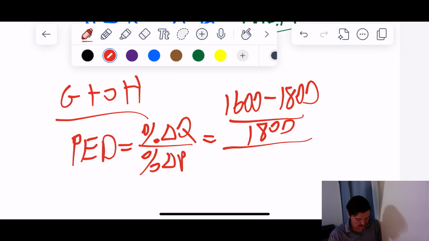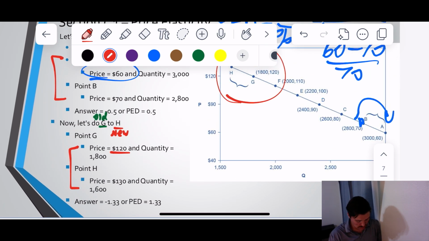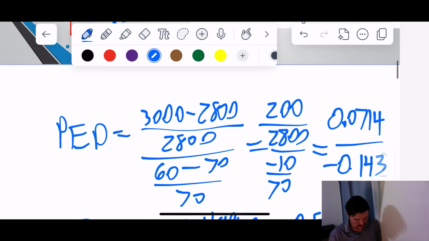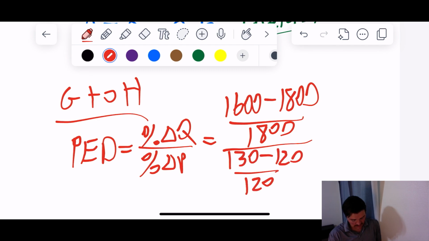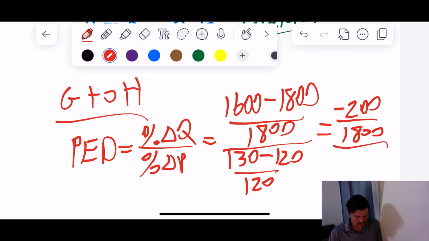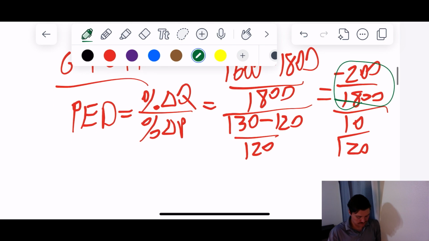And then we'll do the prices, right? The prices were 120 and 130. The new is H, and the old is G. So we'll do 130 minus 120 over 120, and again we're just going to work top down. So we'll do 1600 minus 1800, that's negative 200, divided by 1800, and then we'll do 130 minus 120, which is 10 over 120.